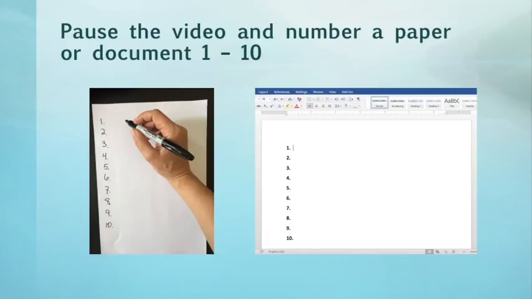To help you notice the elision of h, I'm going to say 10 phrases, please write what I say. If you need to, pause the video and number a paper or document 1 through 10.